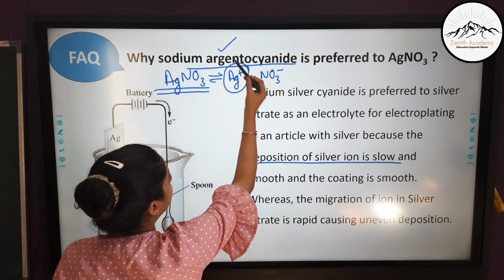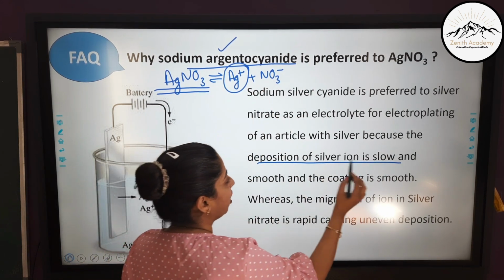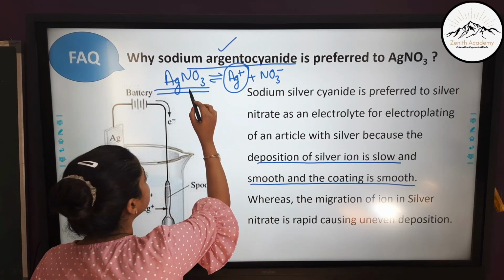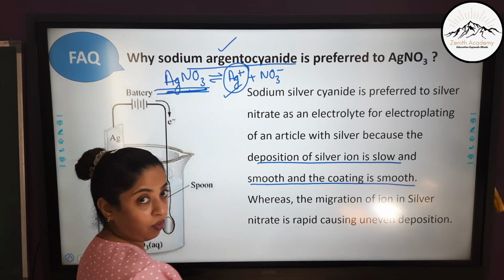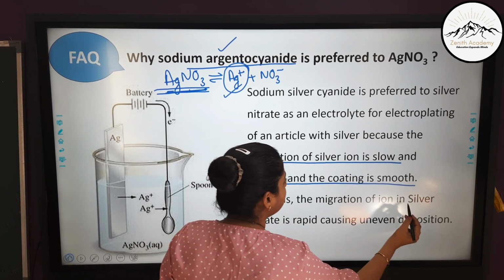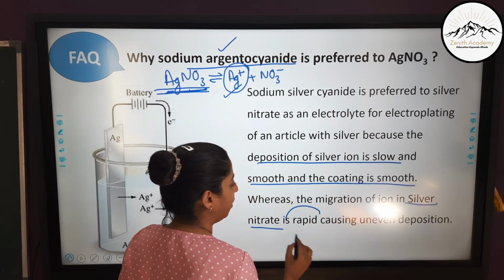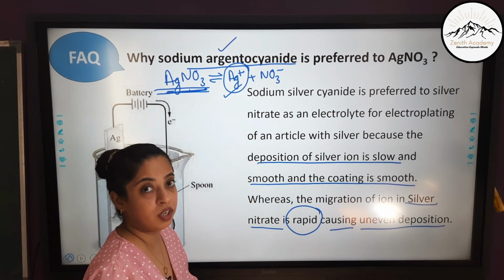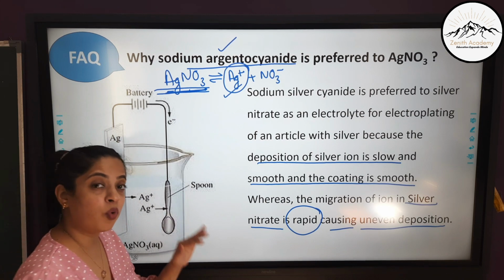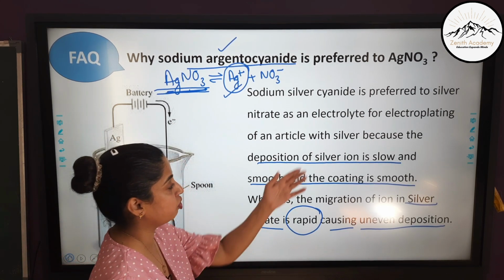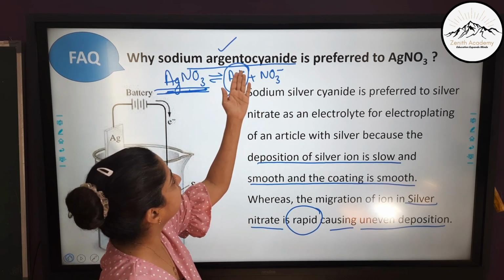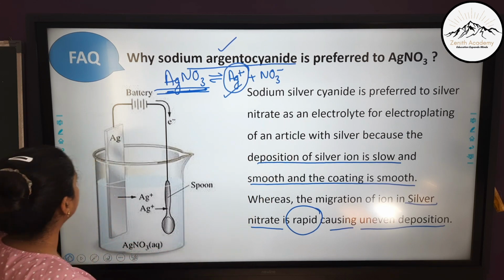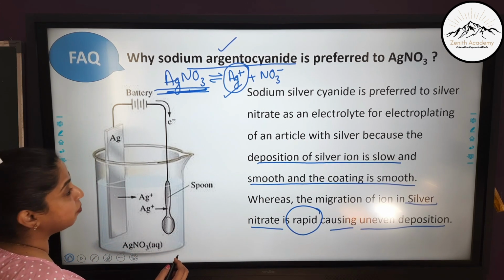In sodium argentocyanide the deposition of silver ions is slow and smooth, and that is why the coating is smooth, whereas silver nitrate dissociates very quickly to give silver. The migration of ions in silver nitrate is rapid, and that is why it causes uneven deposition, and we don't want uneven deposition, right? We want a uniform and smooth deposition, which is possible here because of sodium argentocyanide. That is why we prefer this over AgNO3. So that is a very good question that can be asked in your exam.